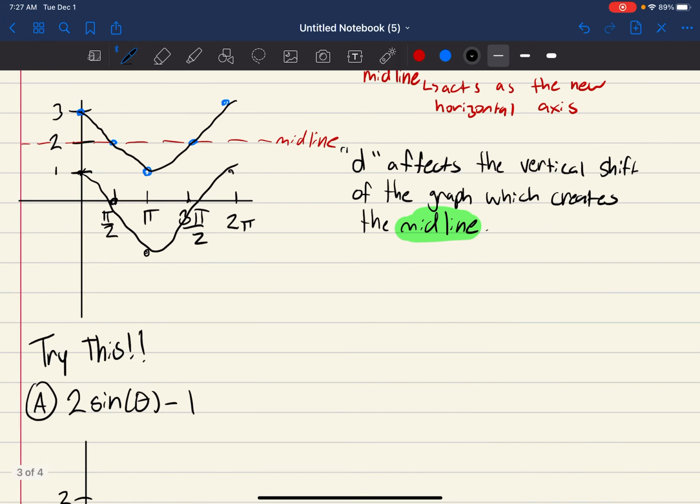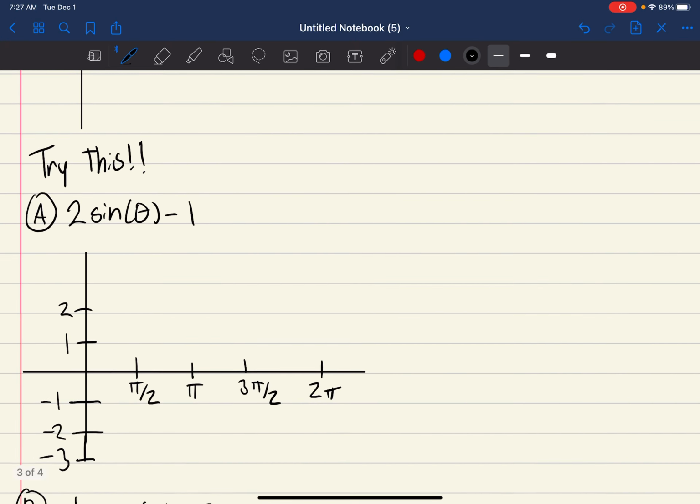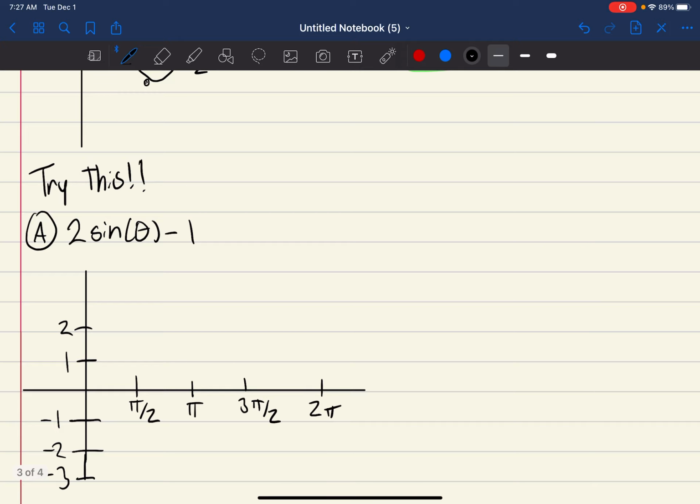So let's continue. I want you to try this one. This one is 2 sine theta minus 1. But instead of graphing it, I just want you to explain to me, in words, what happens to this graph compared to the parent graph. What does the 2 and the negative 1 do to the equation? Once you're done explaining it to me or answering the question, we will continue.